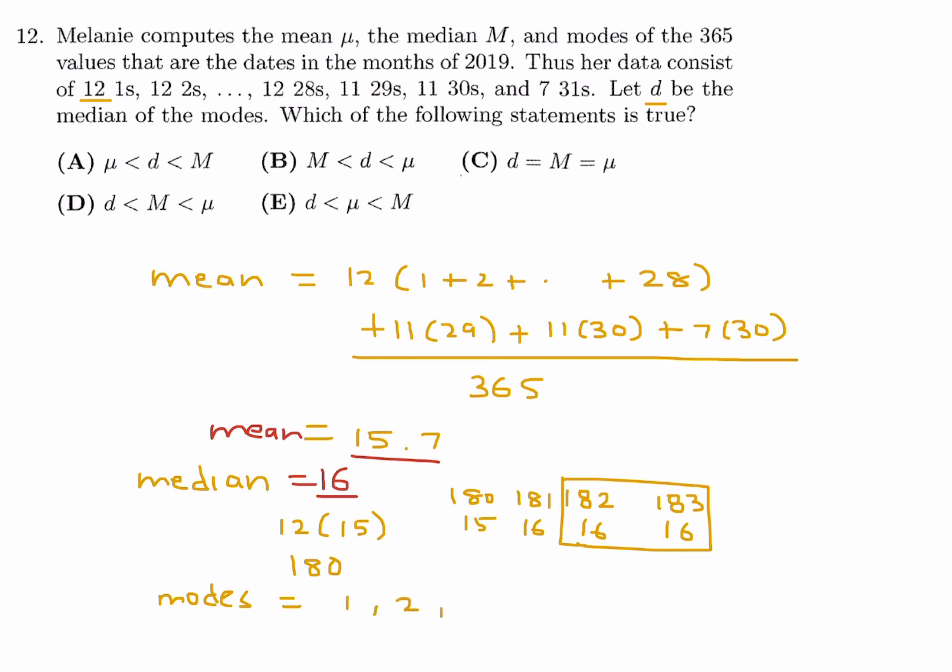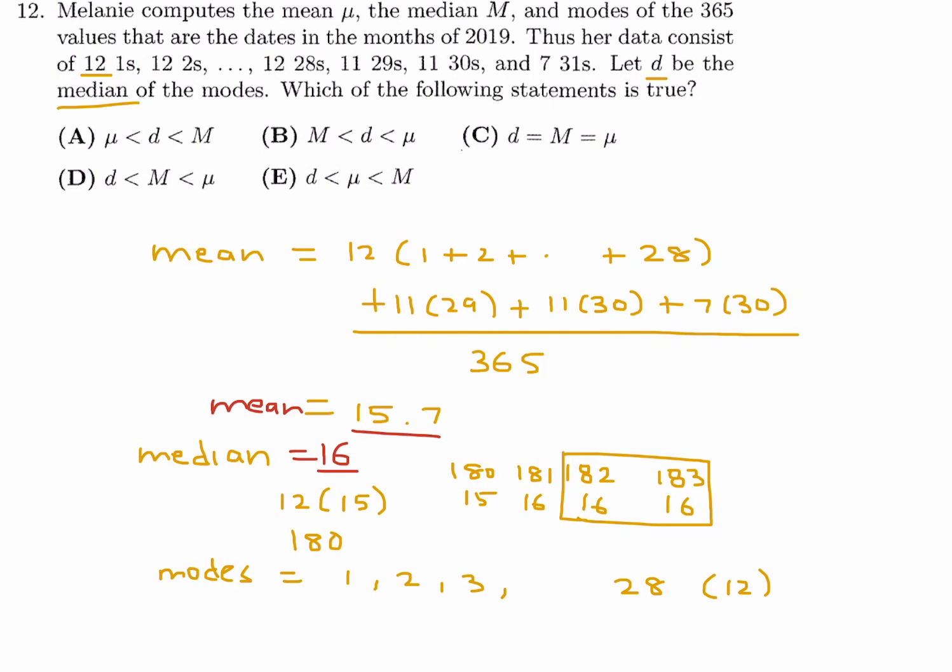1, 2, 3, all those numbers up until 28 all appear 12 times, so there's a tie there. So these are the modes. There's 28 modes, so we want the median of that. The median would be the middle value, which is going to be the average of the 14th and the 15th value. The 14th value is 14, and the 15th value is 15. So the average of that is 14.5.